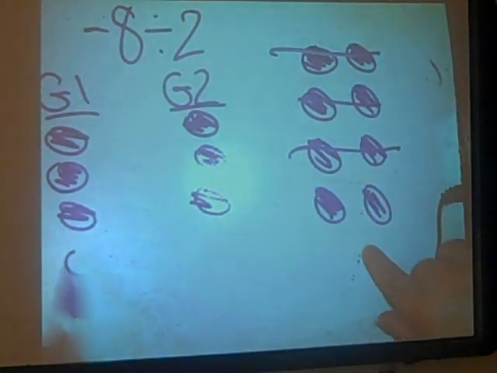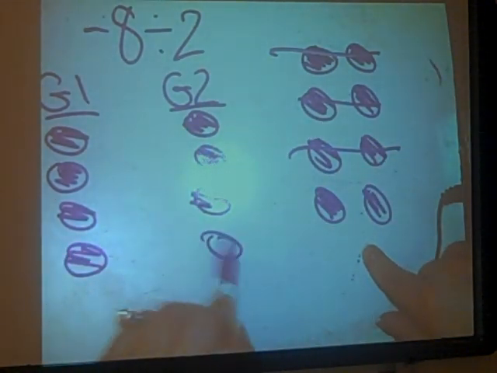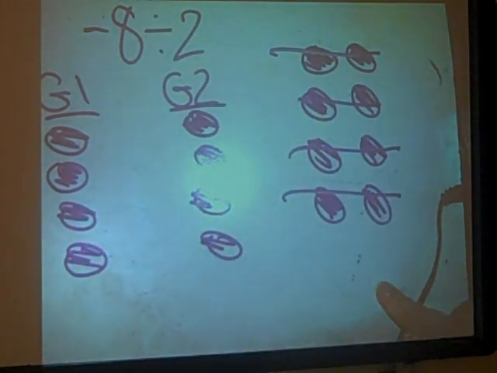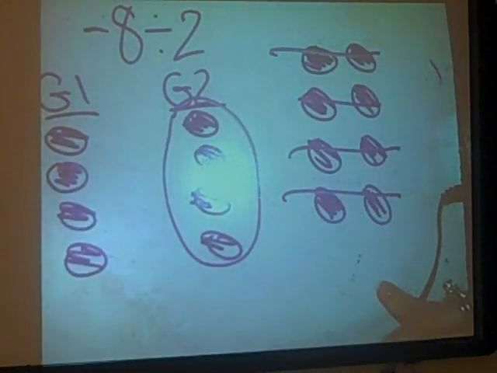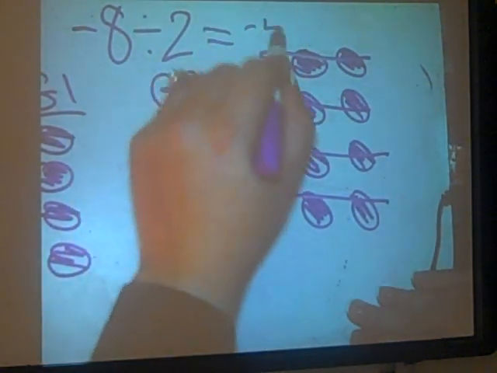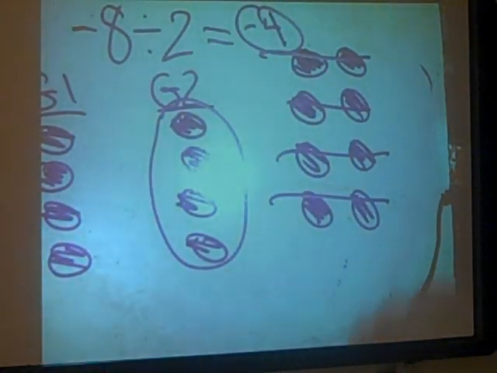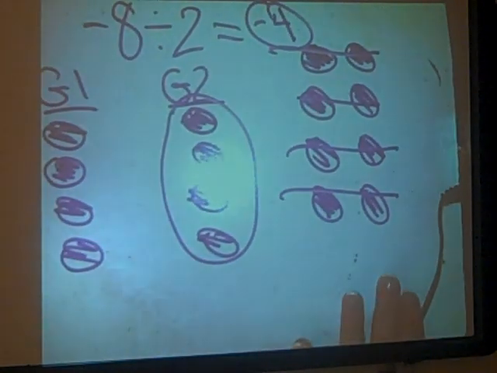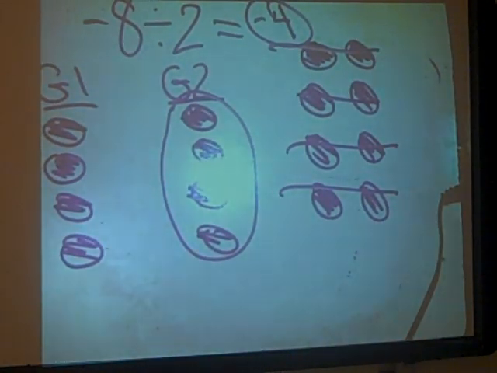And now 2 remain, so 1 in each group. Use those 2. Go to any group, doesn't really matter. See how many we have. Because those are shaded in, that means that it is negative 4 that is our solution. So let's go over another one like that.